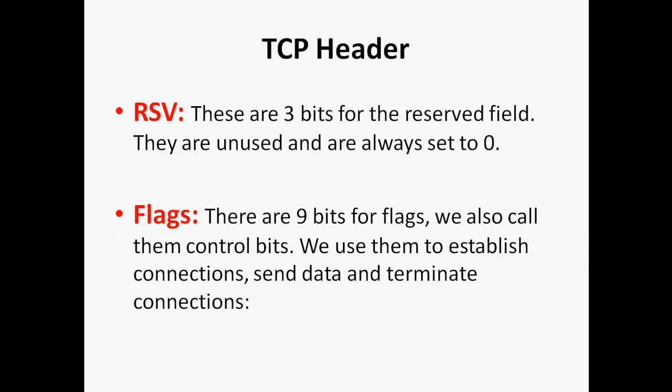Next one, RSV. These are 3 bits reserved, which we are not using, so it's always set to 0. Next one, flags. There are 9 bits for flags. We also call them control bits. We use them to establish the connection, send data and terminate the connection. So the 9 bits for flags we can see.